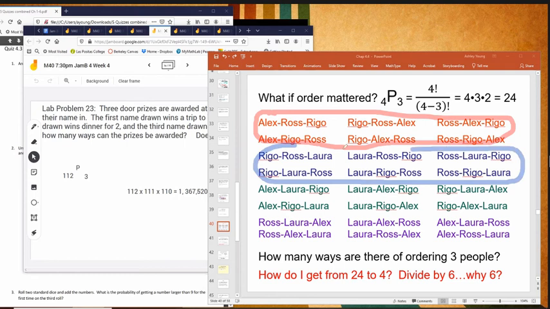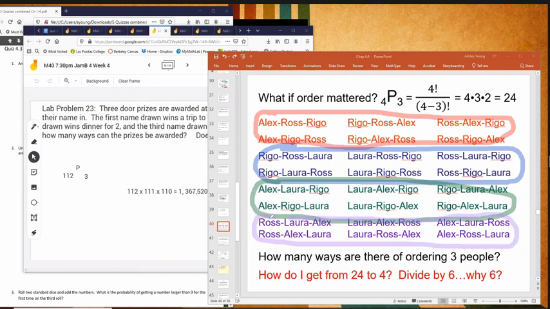And they have the names of the people. Yeah, it's the same names, just rearranged. The same people. All of them in the red group, those are all Alex, Ross, and Rigo, just arranged in different ways. The green ones I'm circling now, those are all Alex, Laura, and Rigo, just arranged in different ways. Right? So 6 is the number of ways of having 3 items and arranging them.